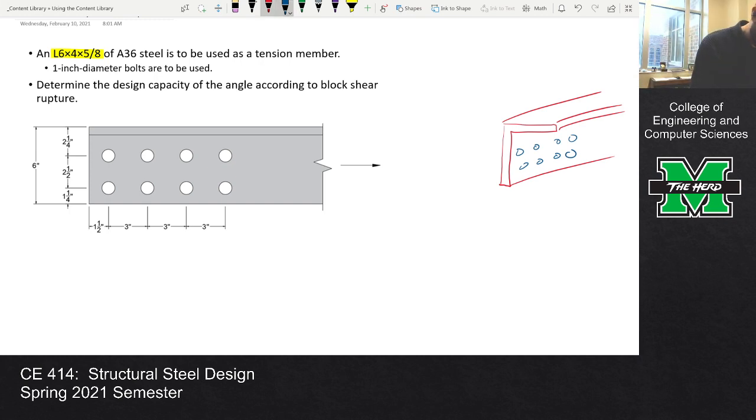Now, we do need to know what's going on with A36 steel. Somebody tell me, what do we need from A36 steel? Well, what can we look up for A36 steel? The Fy and the Fu. So what is the Fy and the Fu for A36 steel? There we go. That's what I like to hear.